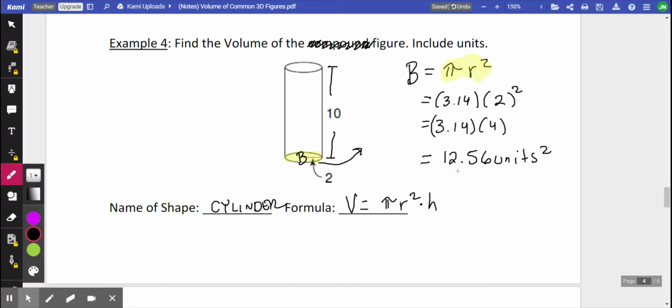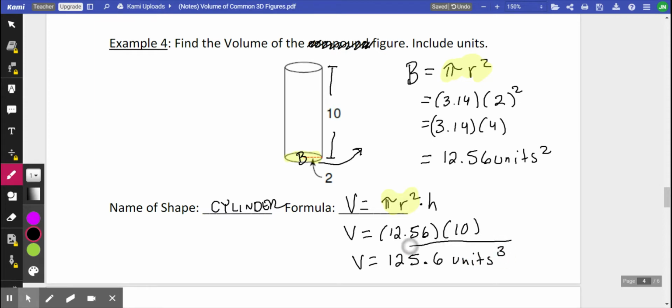So the 12.56 units squared, which is this section right here, that we just found. All we need to do is multiply it by 10, and then we're done, which is really, really simple because multiplying by 10 is not too bad. So 12.56 multiplied by 10, the volume for this cylinder would be 125.6 units. Don't forget the volume is in units cubed, right?